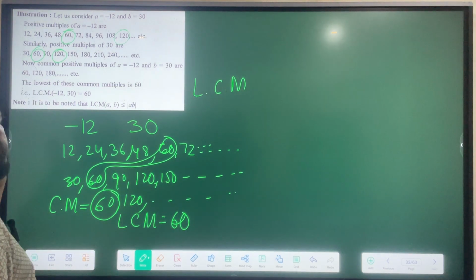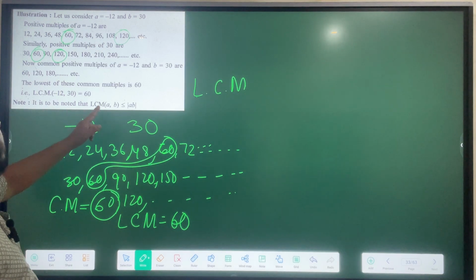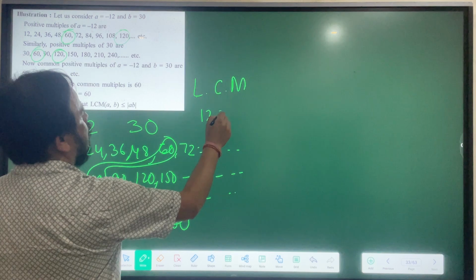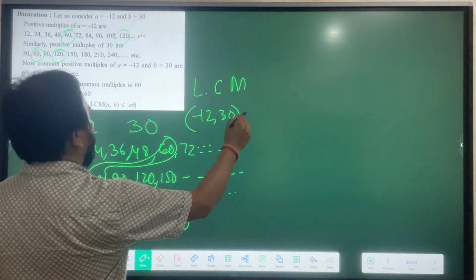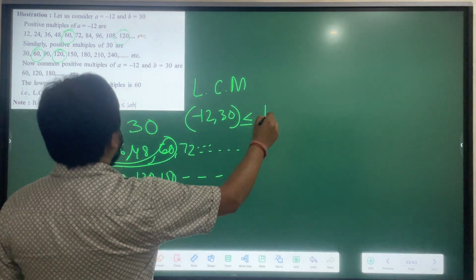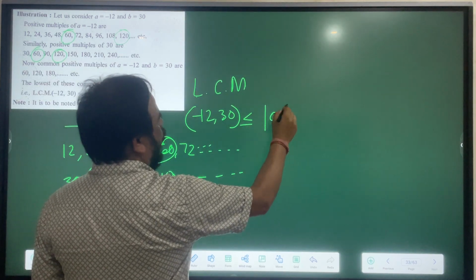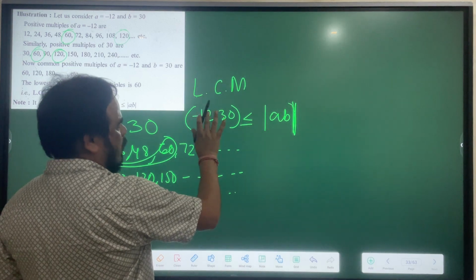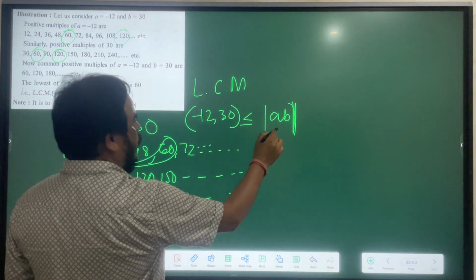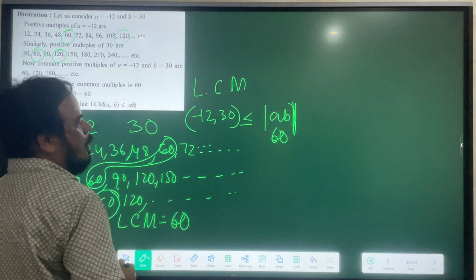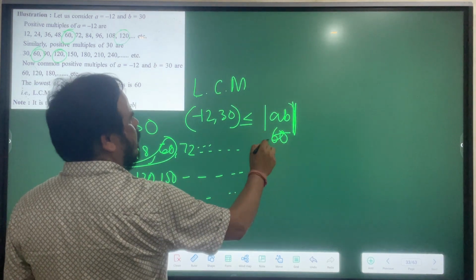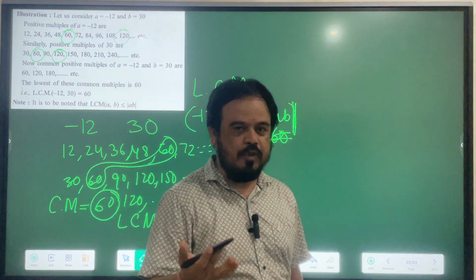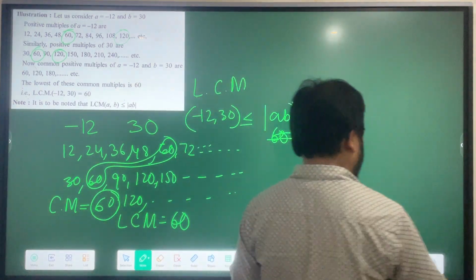So this is LCM. It is to be noted that LCM of A, B, minus 12 and 30, is the mod of AB. Mod of AB means minus 12 and 30, whatever we get, that means this is 60. This is 60 or whatever it is, we will always get positive. So whatever LCM, HCF, we always get positive. That's what the meaning is. Mod means always positive.